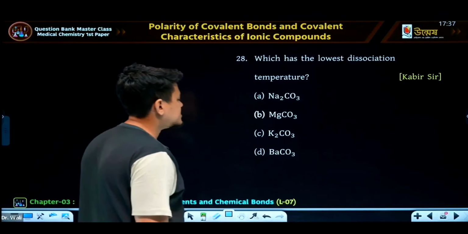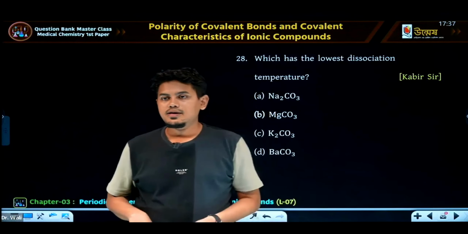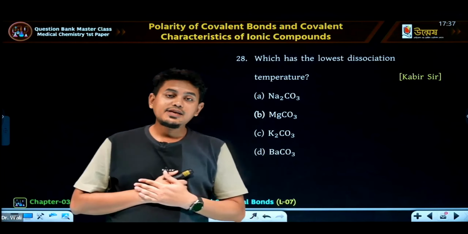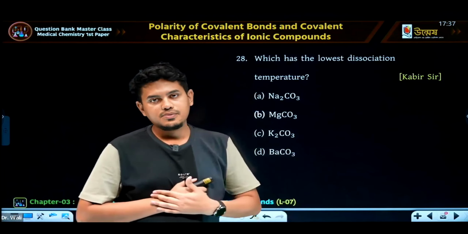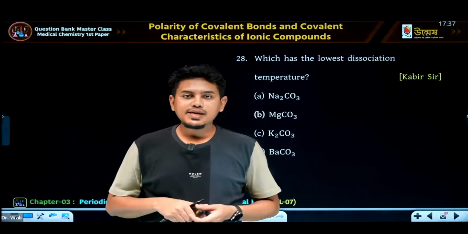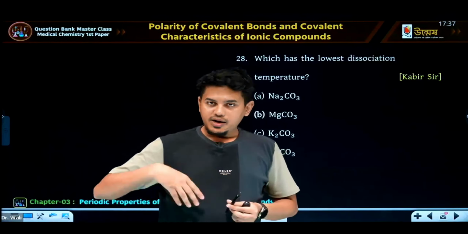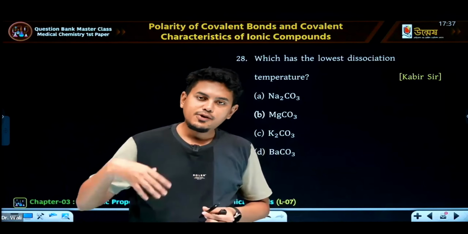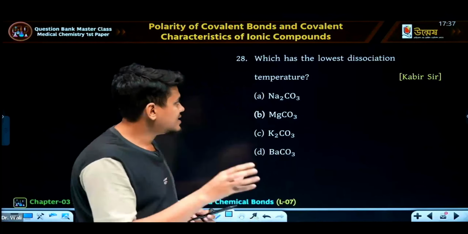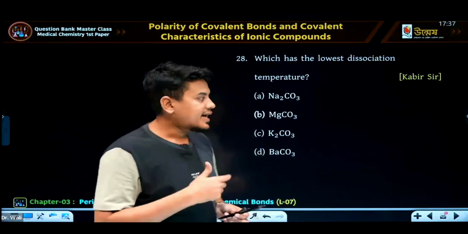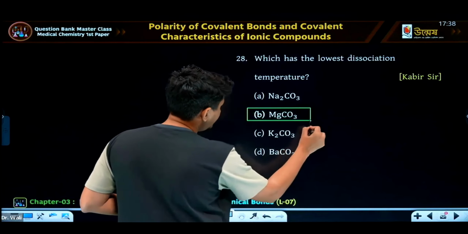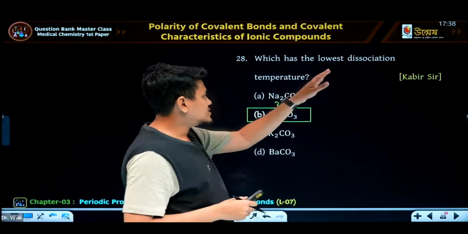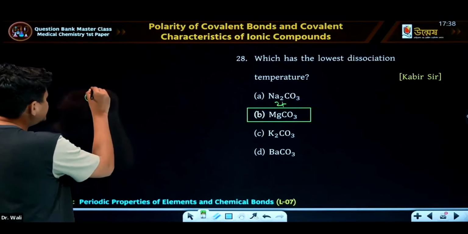Which has the lowest dissociation temperature? Carbonate and sulfate. Carbonates dissociate on heat, and the degree of dissociation on heat increases downward. When the size of the cation decreases, the polarization increases. Increased polarization means increased covalent nature, and increased covalent nature means a lower dissociation temperature. So we can easily predict that the cation with higher charge and smaller size will show the lowest dissociation temperature. Basically, we determine this with phi.